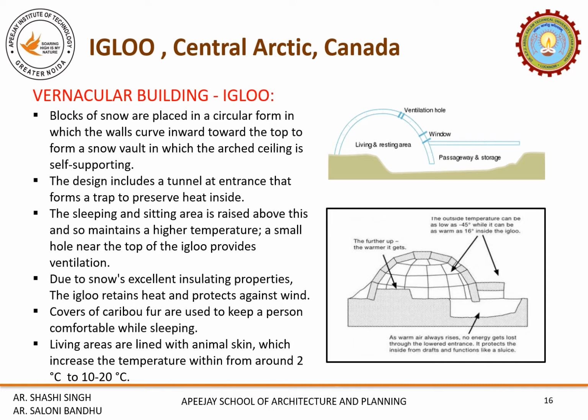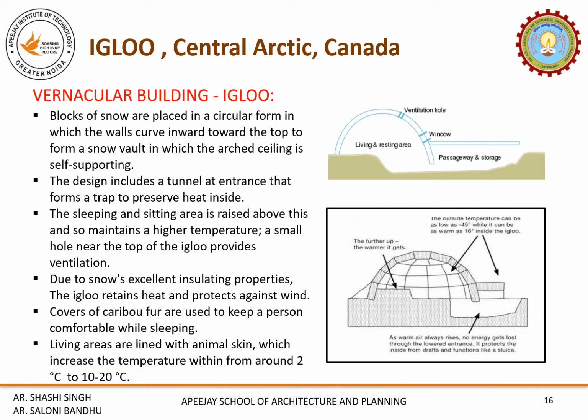Blocks of snow are placed in a circular form in which the wall curves inward towards the top to form a snow vault in which the arched ceiling is self-supporting. The design includes a tunnel at the entrance that forms a trap to preserve heat inside. The sleeping and sitting area is raised above this so that it maintains a higher temperature. This is shown in the figure on the right. A small hole near the top of the igloo is provided for ventilation.